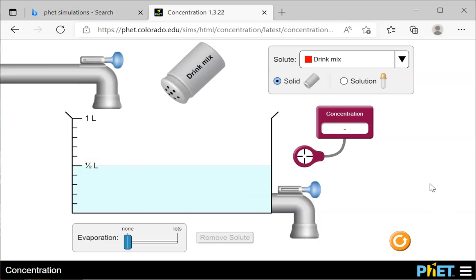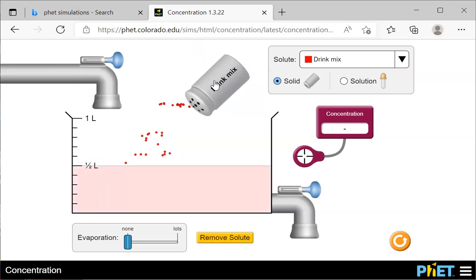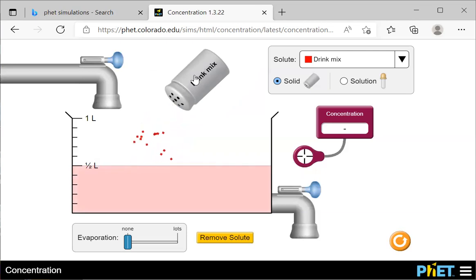For Part B, we are going to be working with the drink mix. And on the statement of number 1, we need to shake the drink mix shaker 3 times so that the solid particles go into the water. Let's start by doing that. We're going to shake once, shake twice, shake 3 times.